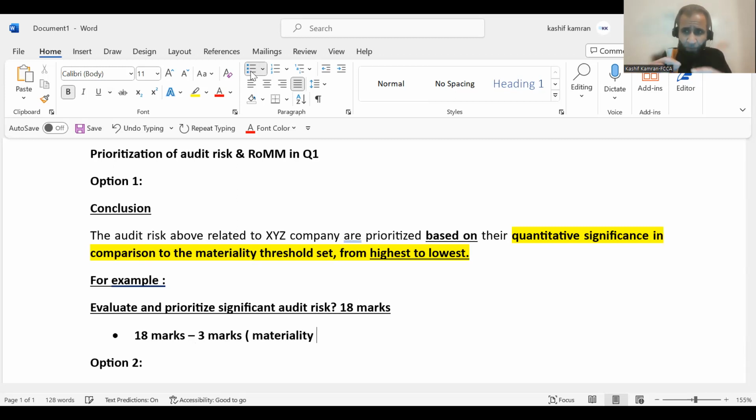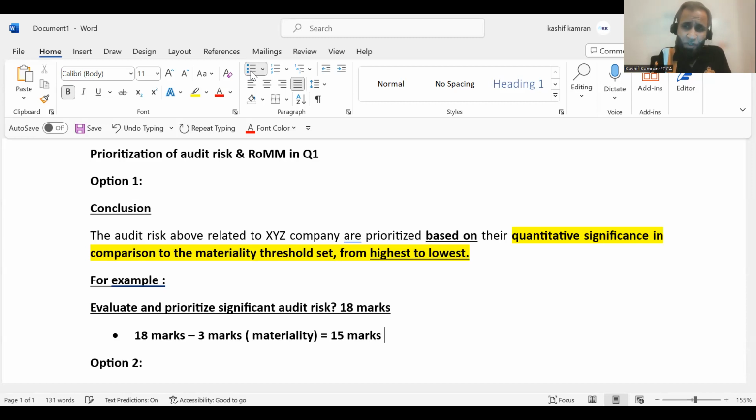The statement we have to put at the top of the briefing note, because the partner will be telling us the threshold on which to put the materiality as per the revised question 1 from September 22. And by putting that materiality paragraph, you fetch 3 technical marks, which are to be deducted from the marks allocated to audit risk and ROM. So 18 minus 3, you're left with 15 marks.